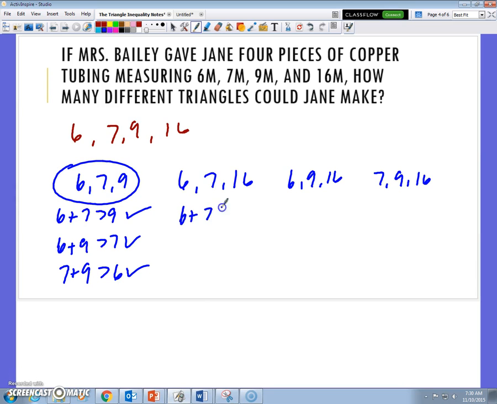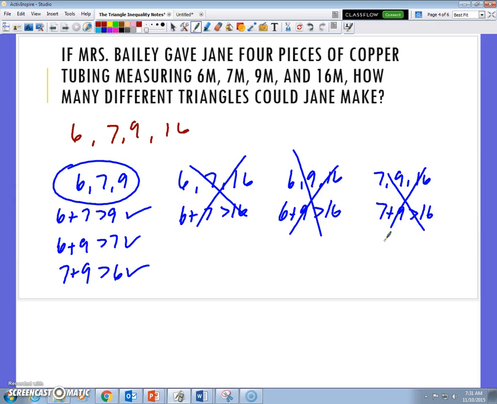Or, let's check this one. 6 plus 7 must be greater than 16. Okay, so right away I know that this isn't going to work. So that combination of copper tubing is not going to make a perfect triangle. Let's try 6, 9, and 16. 6 plus 9 must be greater than 16. Right away I know that 15 is not greater than 16, so that combination of tubes is not going to make a triangle. And finally, 7 plus 9 must be greater than 16. I know already that that is not the case.